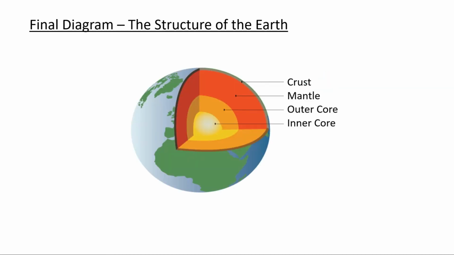There we have the Earth. On the outside we have the crust. You can see it's a very, very tiny layer, no more than 70 kilometers thick at its thickest point. Then you've got the mantle, then you've got the liquid outer core, and then you have got the solid inner core.